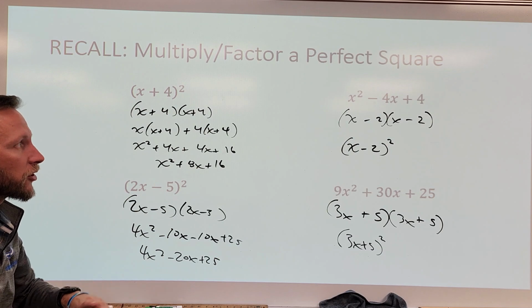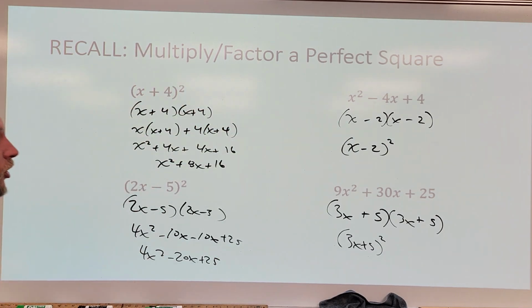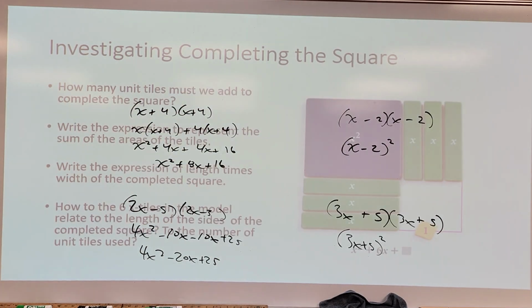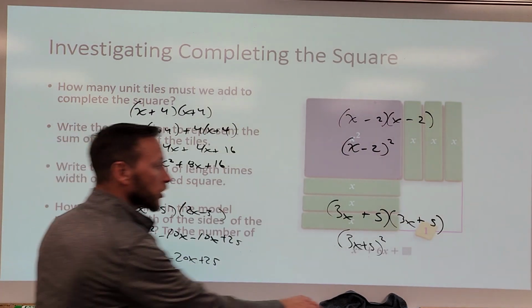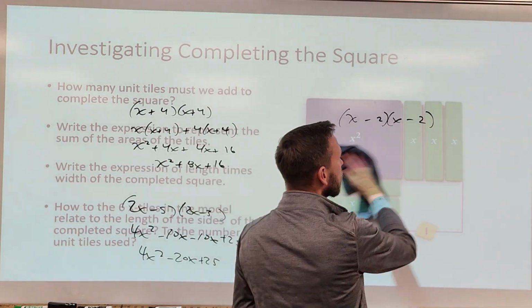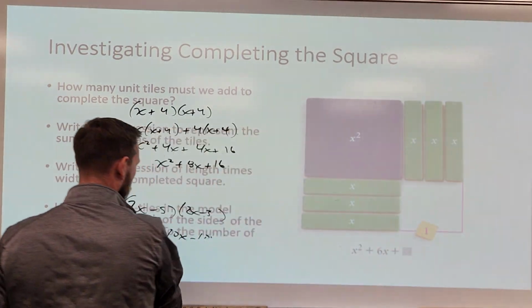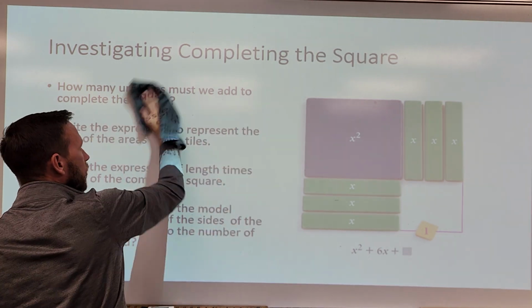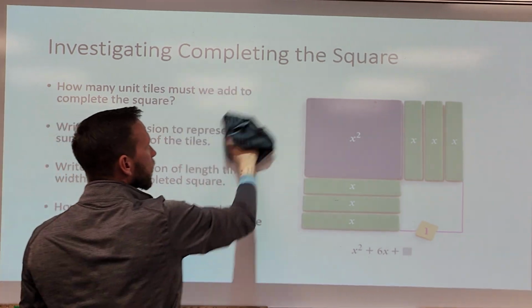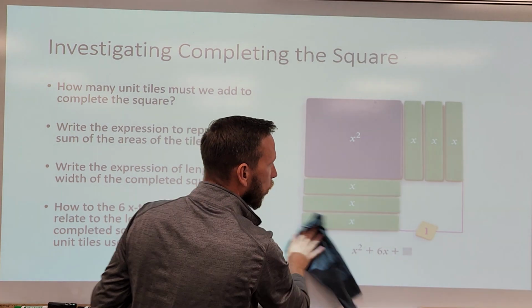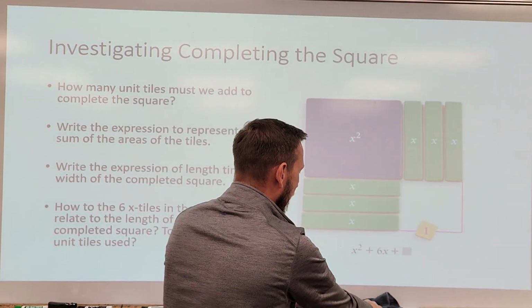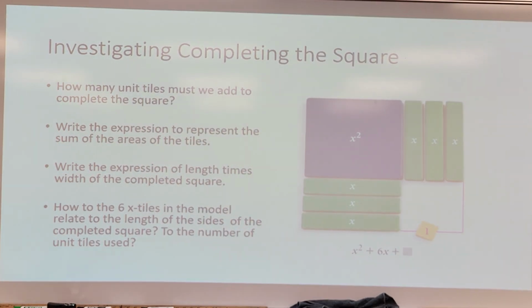And if we understand this process of factoring, understand this process of multiplication, then we should be able to handle what we're going to do and explore today, which is called completing the square. And so why they call it completing the square is we are going to have to find what terms or addends we will need in order to make a perfect square.